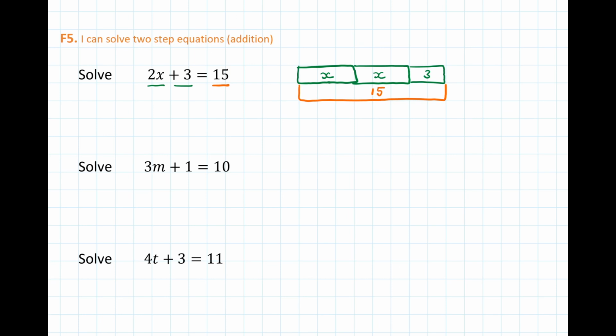Unlike in the previous models, here we can't directly work out x, so we need to do something with this 3, which is next to our x. We know that the 3 here can also appear in the bottom row, because they are equal in length, therefore this part is also 3. But if that part is 3, that means this 15 changes into a 12, because the whole bar is 15, we cut off 3, we are left with 12. So now we are left with 2x equals 12. From here, we can work out how much is 1x by saying that 1x is half of 12. Therefore, x equals 6.